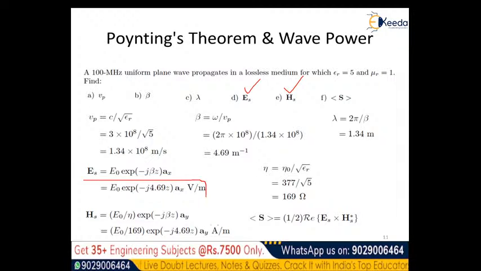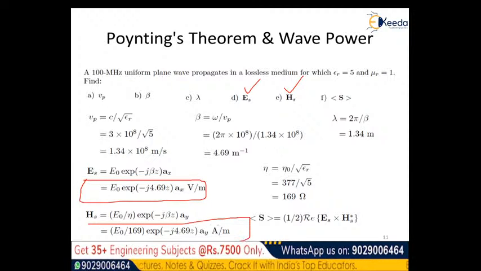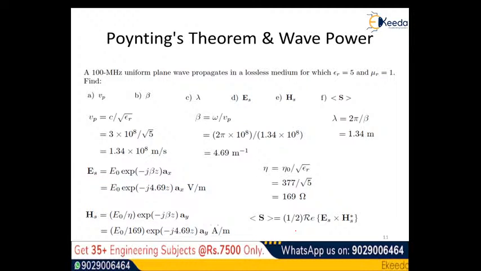Here we have the two expressions, and for that particular cross multiplication, if you multiply by 1 by 2, we get the power density for S here. So here it will be expressed as E0 square divided by 337. The direction is provided by az as a result of the cross multiplication, and the power density is measured in watts per meter square. So here it will be the answer for part F.